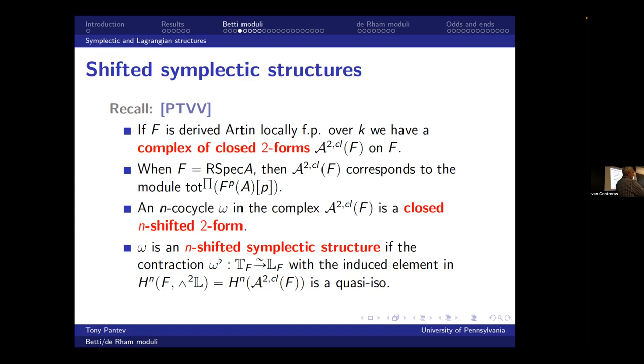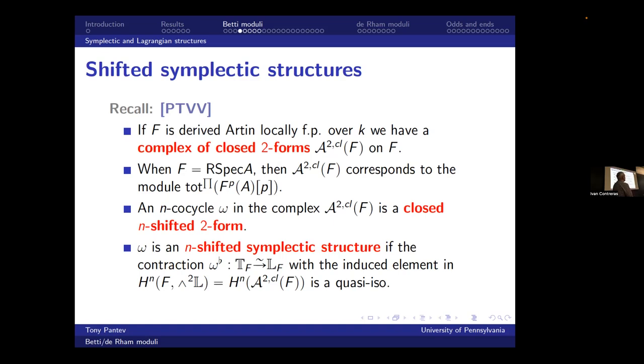It's a double complex now. The de Rham complex is a double complex because the cotangent complex itself is a complex, and you need to pass to a total complex, but complete it with respect to the product rather than the direct sum. But that's what the closed two forms are in this case. And an n-cocycle in that complex of closed two forms is an n-shifted two form.